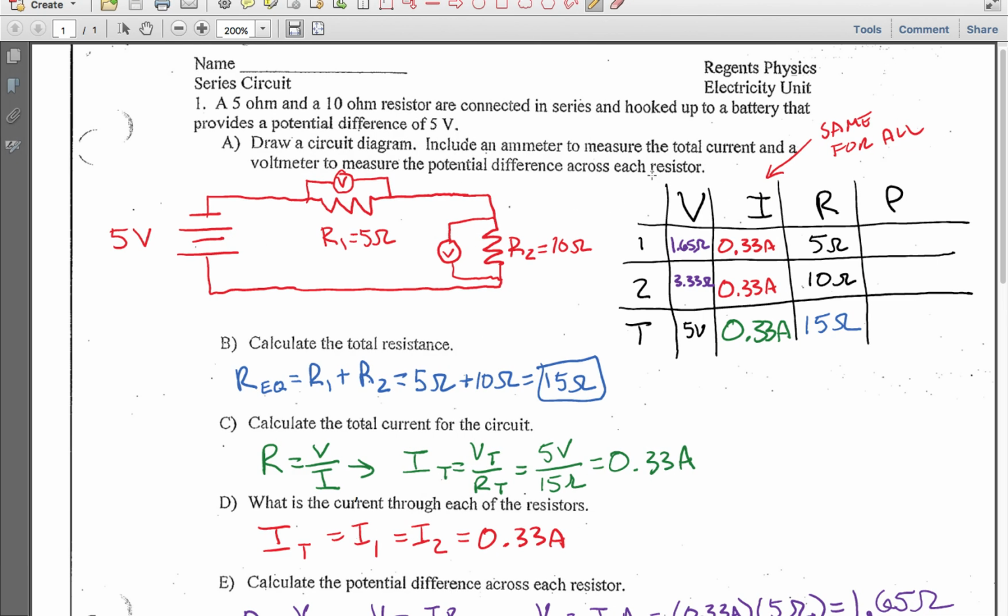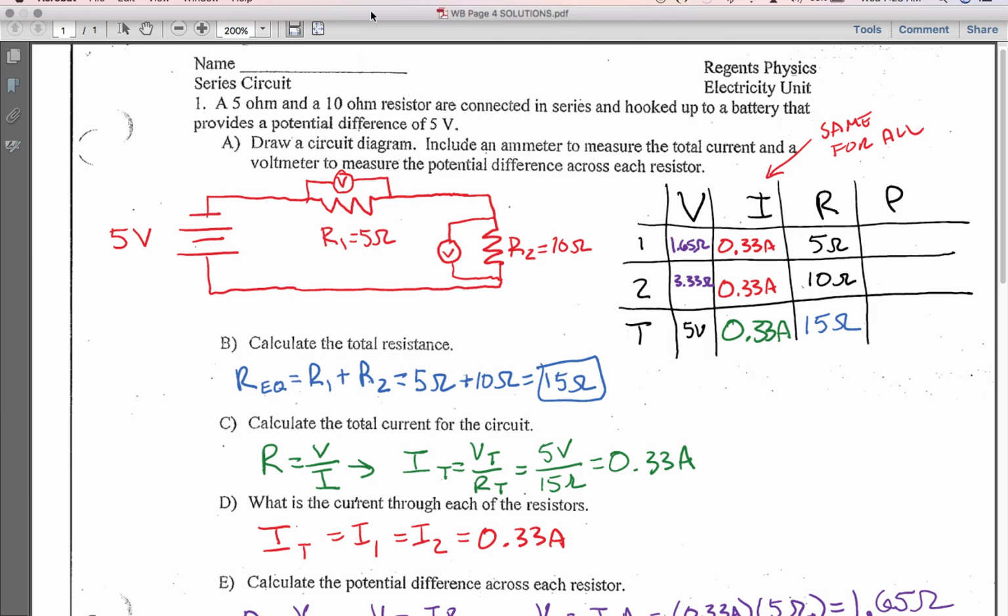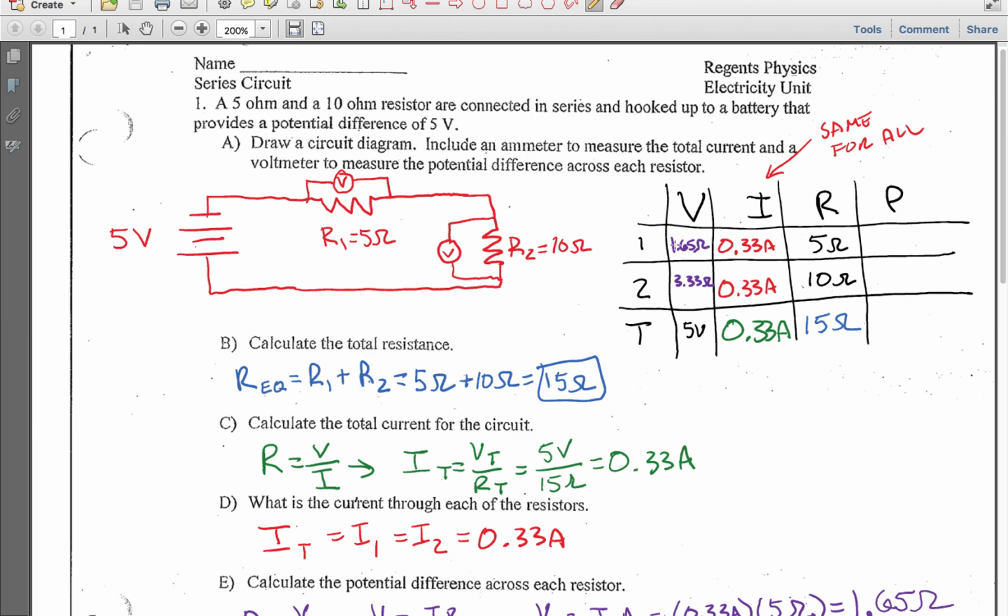Okay, good morning, guys. Really quick, I want to talk about page 4 and page 5 and 6, but I'll save that for a separate video. Just basically in terms of series circuits and parallel circuits, as we discussed in the notes, you need to set up a VIR table or a VIRP table.